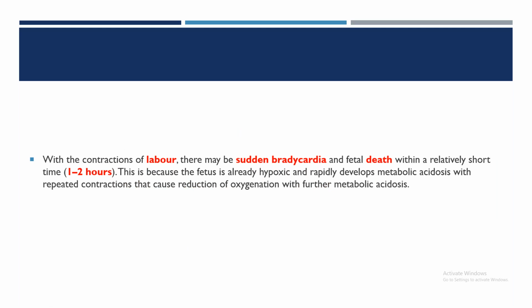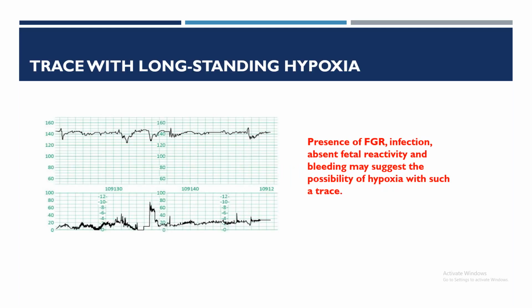And then when the onset of labor occurs, with the contraction there will be sudden bradycardia and fetal death can occur with this chronic hypoxia pattern. So here you can see in this long-standing hypoxia, there is no baseline variability. Can you see here? There is no baseline variability, and these are the decelerations. Small decelerations are there. So this is the pattern in long-standing hypoxia.